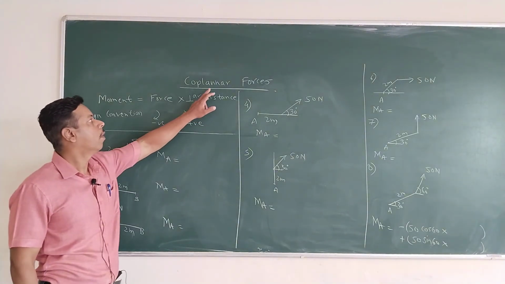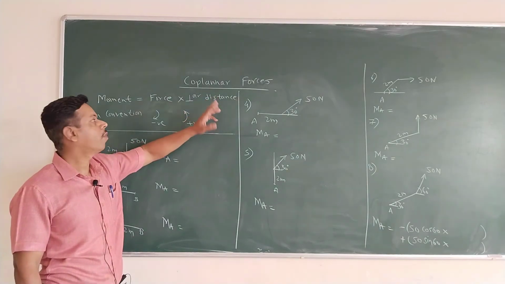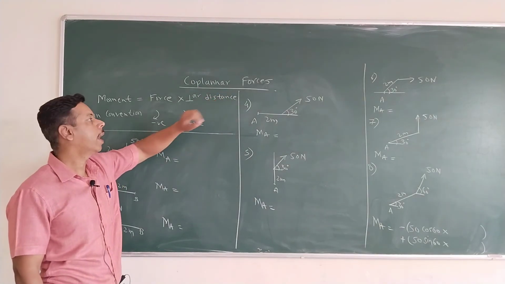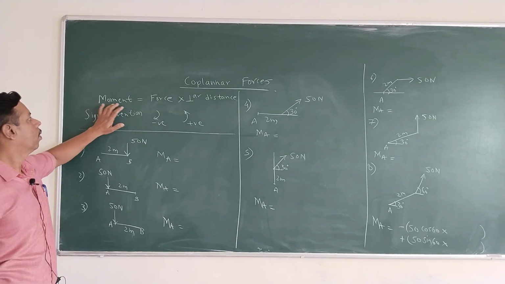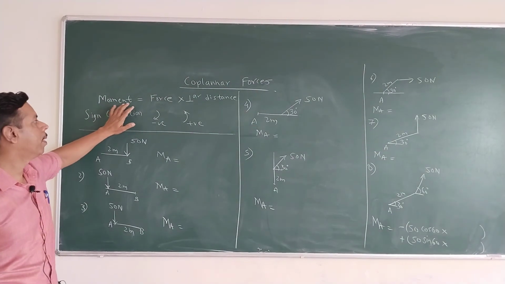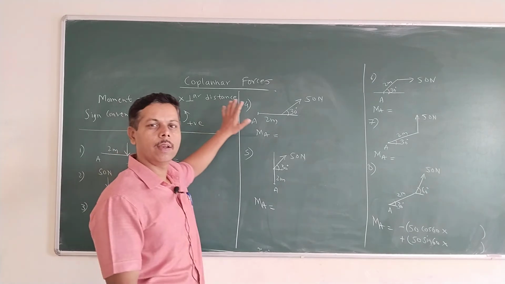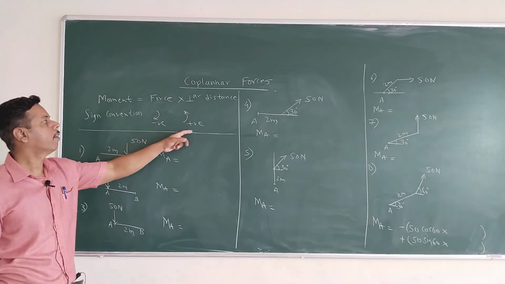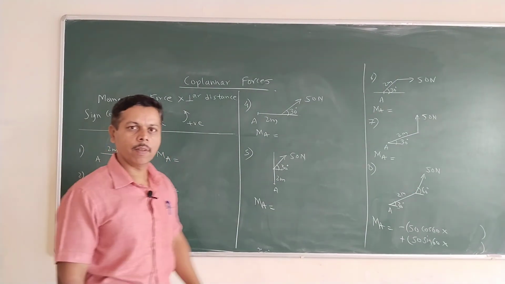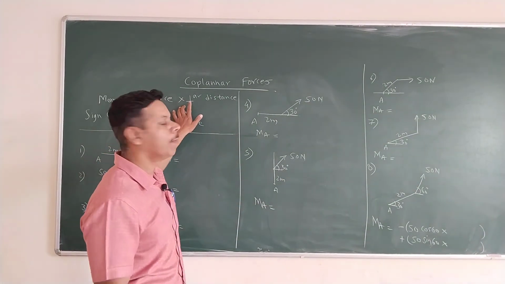Today we'll see the basics of coplanar forces. The first part is moment. The formula of moment is force into perpendicular distance, and its sign convention is clockwise negative and anti-clockwise positive. So what do you mean by moment?